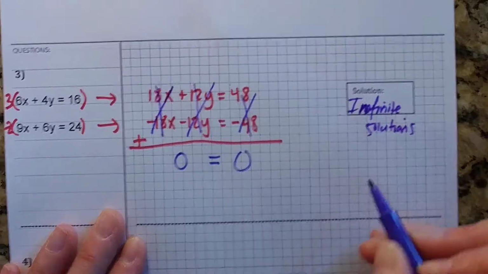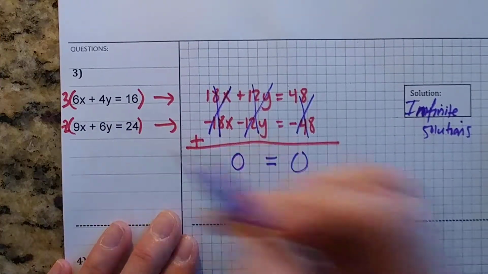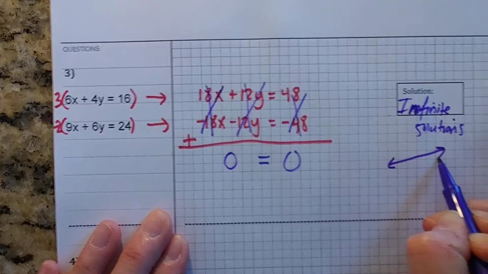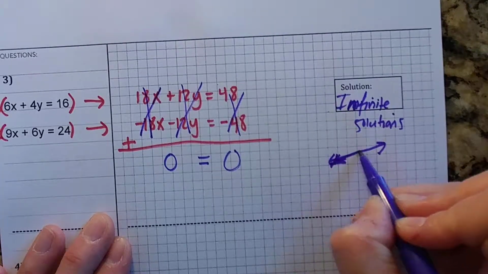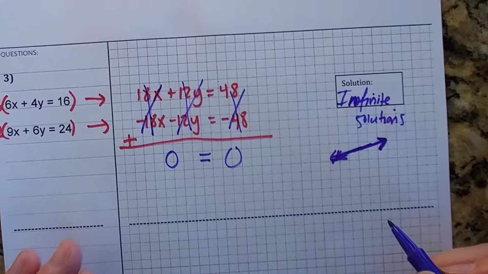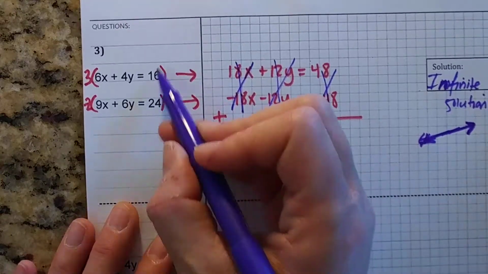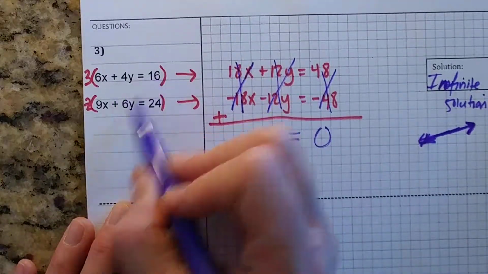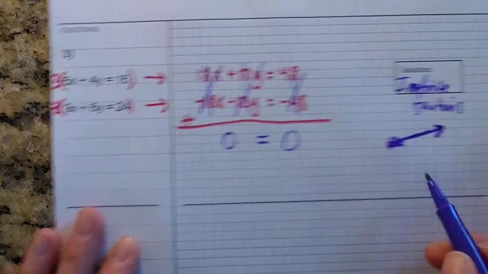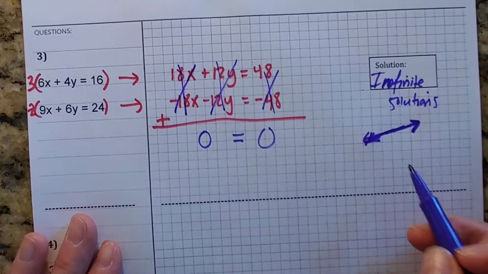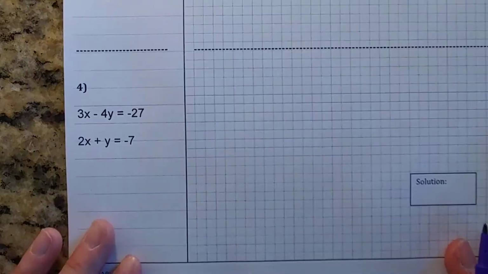solutions. So what that means is that if I were to take both of these equations and graph them on a coordinate plane, I'd have one equation with the other one right on top of it. They would be coinciding. They're actually the same line. If you were to rewrite both of the equations, they would both be exactly the same line. Wow, that's kind of cool. Let's look at number 4.